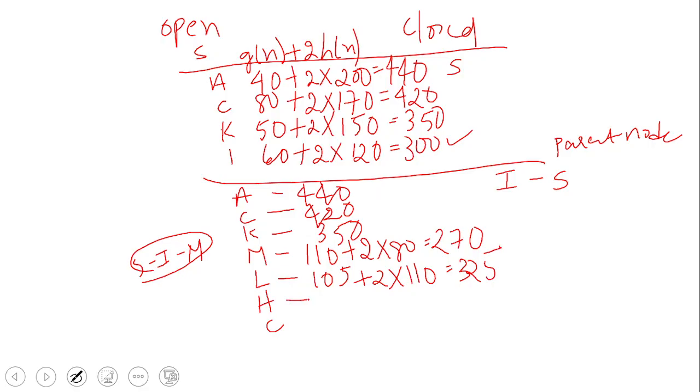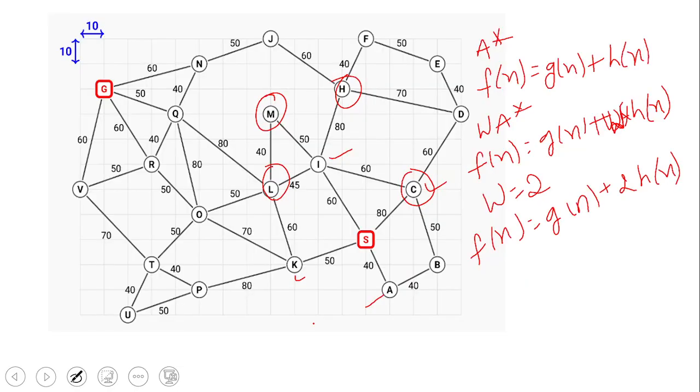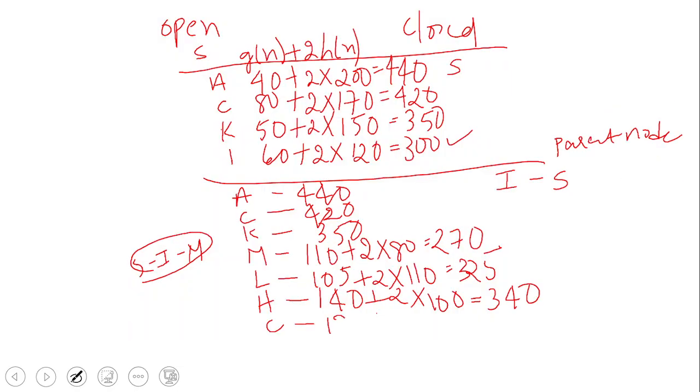Next for H, similarly S to I and I to H, so 140 plus 2 into 100. So we get 340. Now for C, again S to I and I to C, so S to I to C is 120 plus 2 into 170. So we get a value greater than 420. So neglect this one.